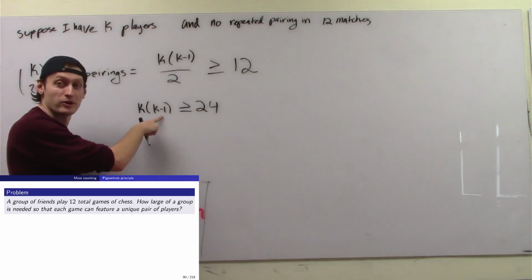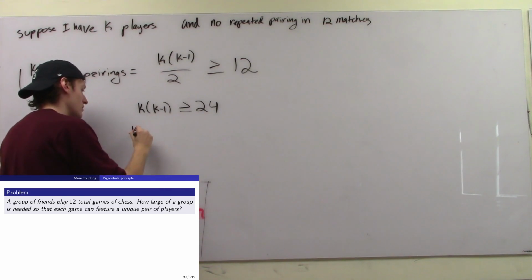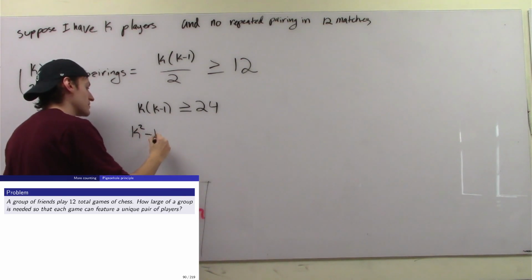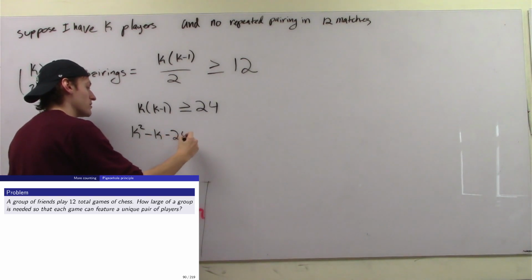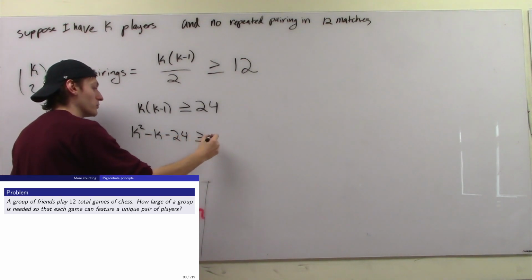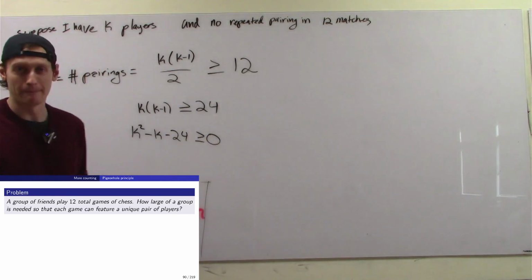So I expand out K times K minus 1. You get K squared minus K. I subtract 24 from both sides. You get K squared minus K minus 24 is greater than or equal to 0.